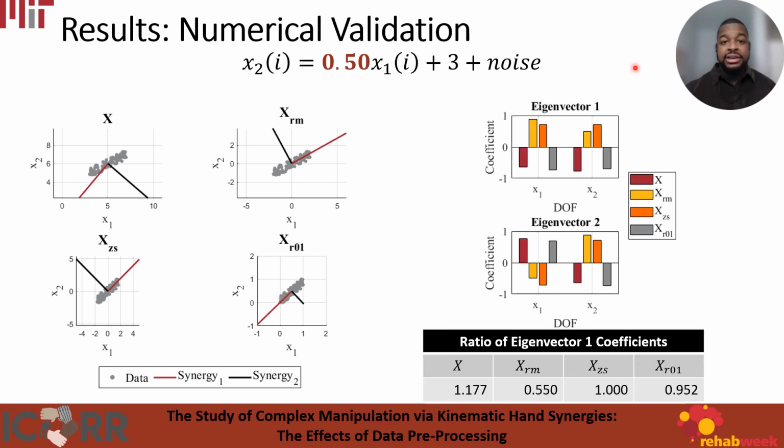Noticing this, we should look at the coefficients of the first eigenvector, which is shown here. What is important is the ratio of coefficients shown in this table below. Recall, in our equation, we have an embedded synergy of 0.5. That is, as degree of freedom 1 moves, degree of freedom 2 moves about half that. Thus, we are looking for a ratio of the eigenvector coefficients to be about 0.5.